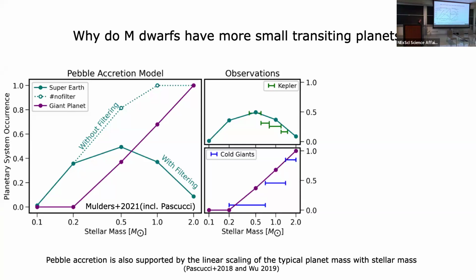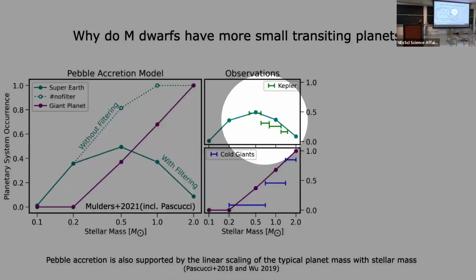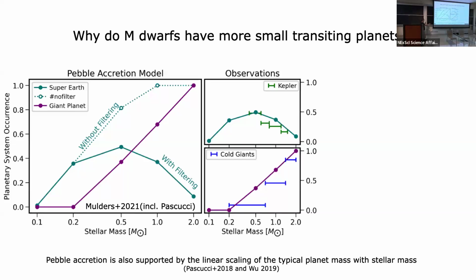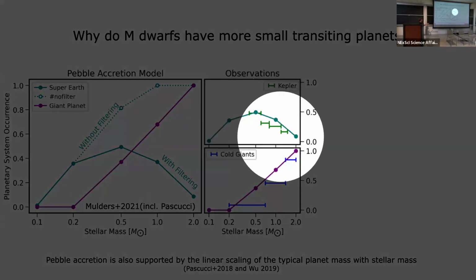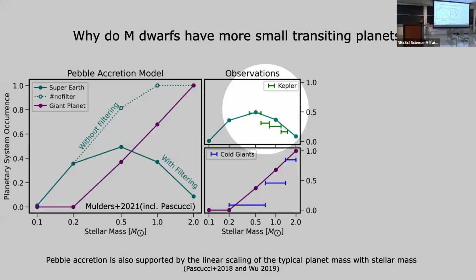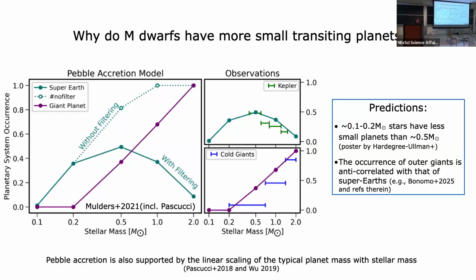And so just to summarize here the trends, you have on this side the observations: Kepler observations showing that there are more smaller planets around small stars. And on the bottom, instead, you see a trend of fewer cold giants around small stars. On the other side of the plot, you see the theoretical models and the outcome of those models.